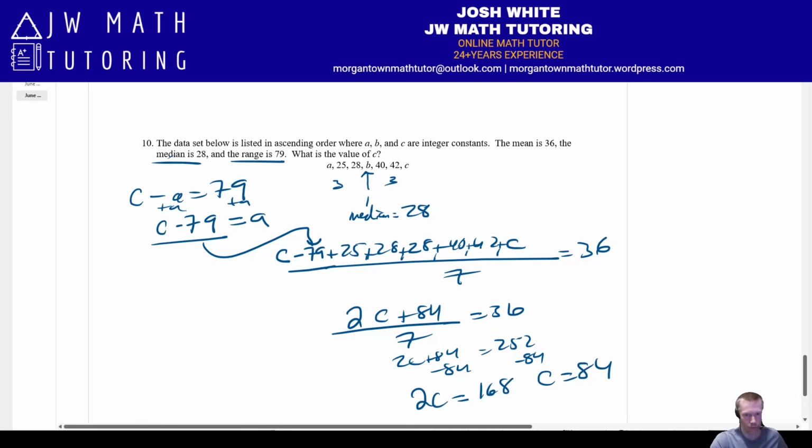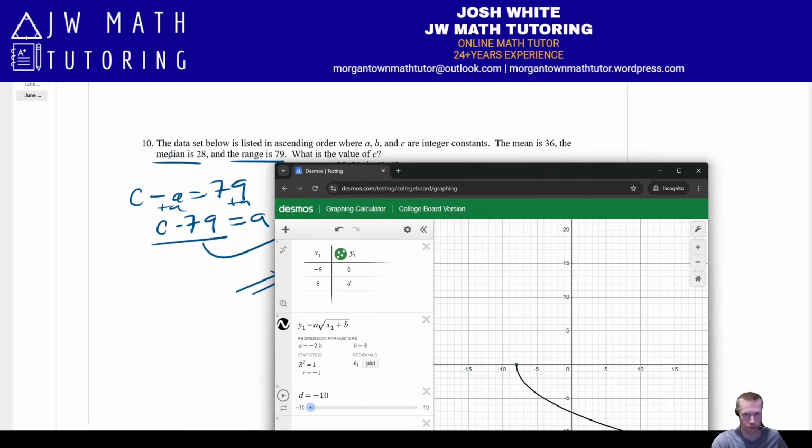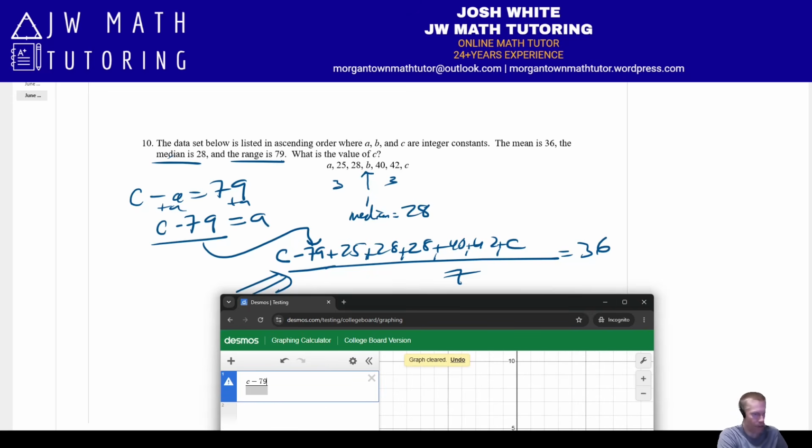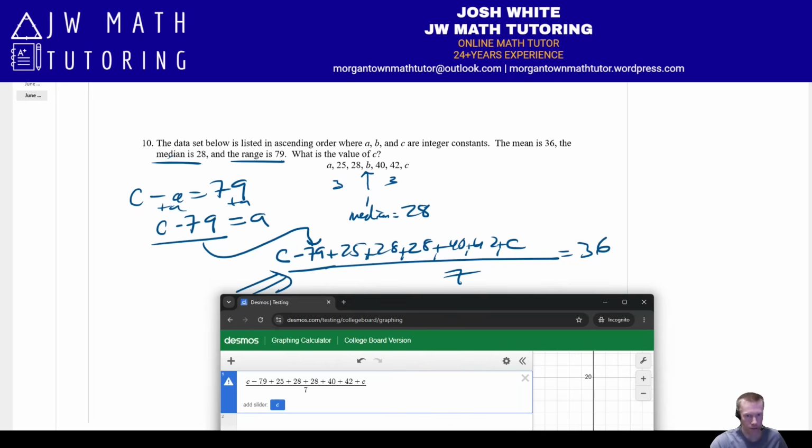However, I'll just show you, back at this step here, you could literally just go to Desmos to solve this. You don't have to do all the algebra work after it by hand. So for example, we have C minus 79 plus 25 plus 28 plus 28 plus 40 plus 42 plus C all over 7 tilde 36. And it gives us C equals 84. That's our answer. That's what you would fill in.